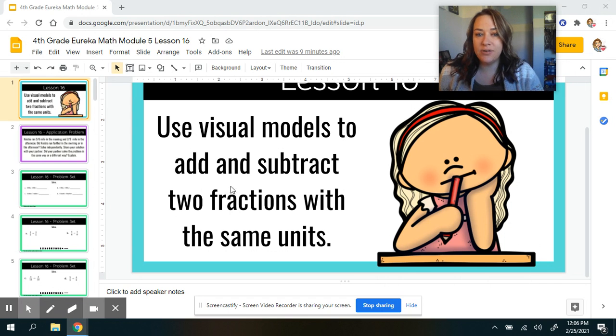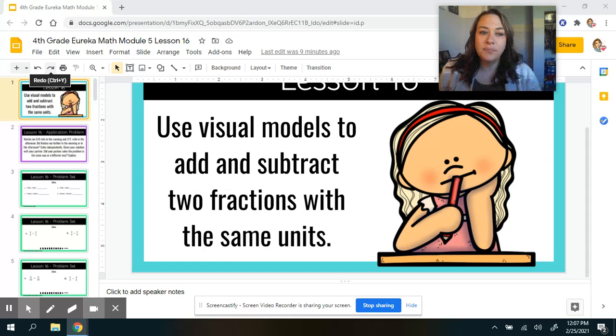In this lesson, we are going to start working on adding and subtracting fractions with the same unit, meaning the same denominator. So our objective is I will be able to use visual models to add and subtract two fractions with the same units. Those visual models could be area models, they could be number lines. In this lesson, we really just focus on the concept of what we do when we add and subtract. And those visual models are always there to help us.